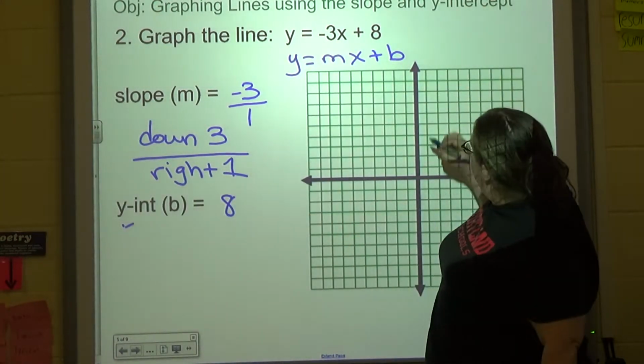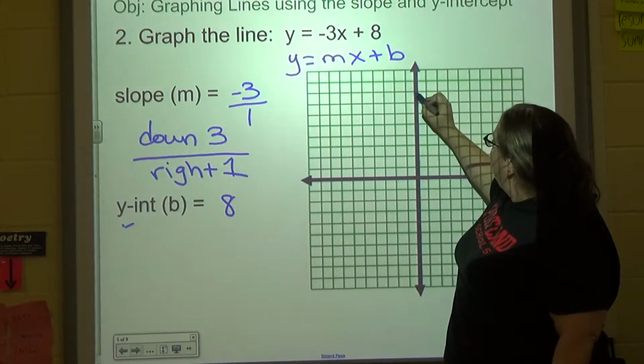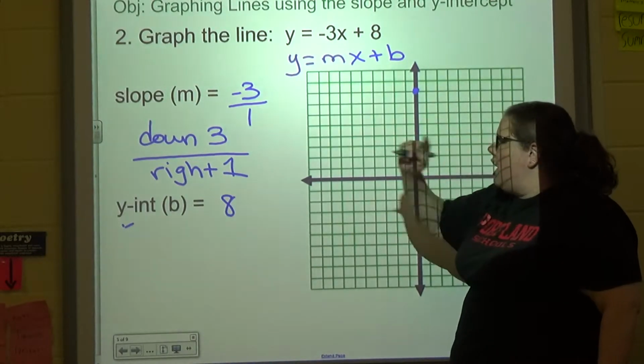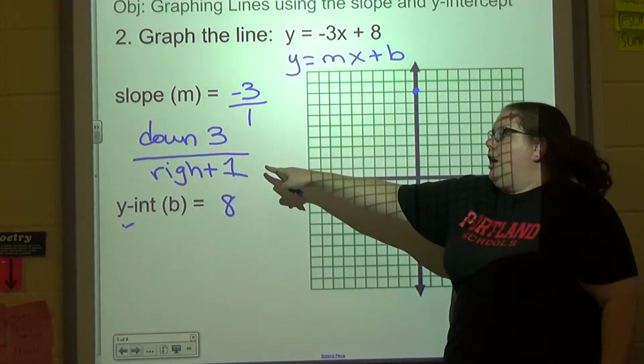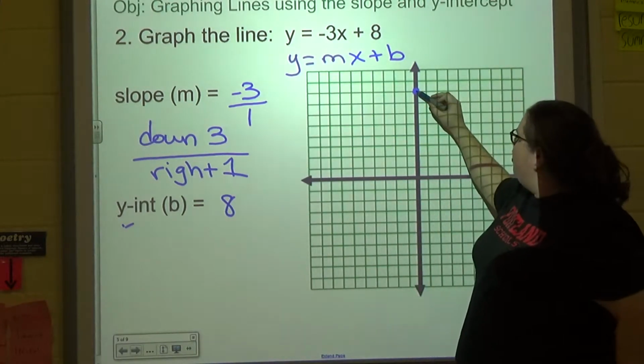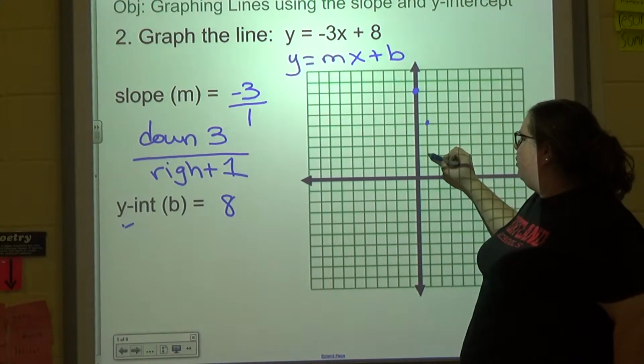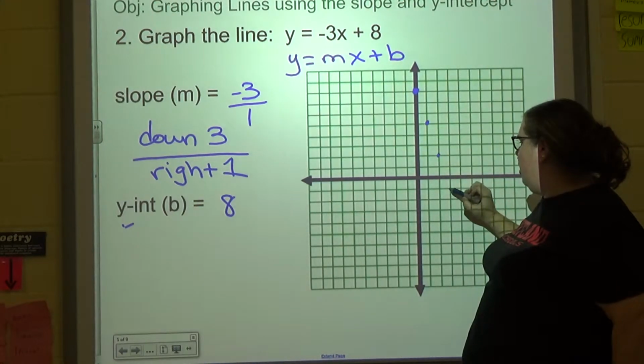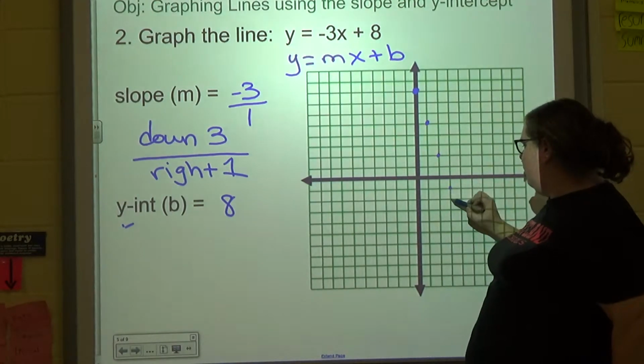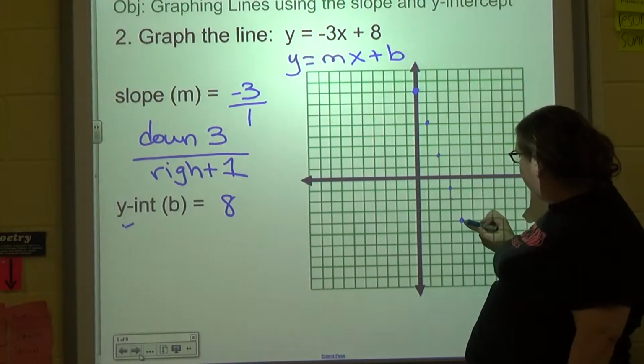So I'm going to go up to 8 on the y-axis, and now I'm going to go down 3 and right 1. So from this point, 1, 2, 3, right 1. 1, 2, 3, right 1. And I'm good there.